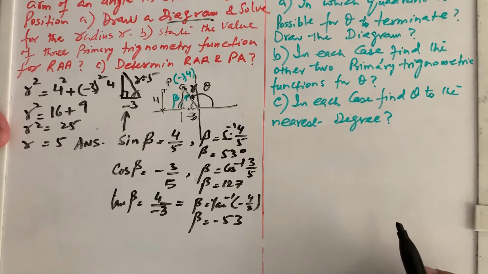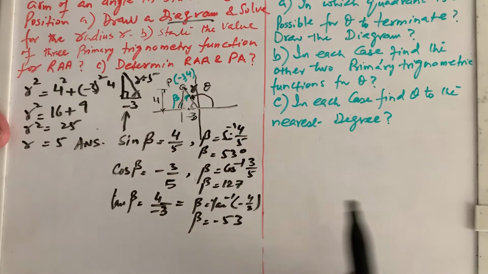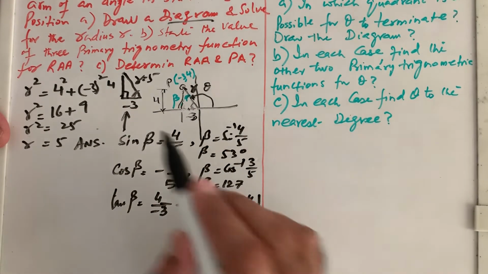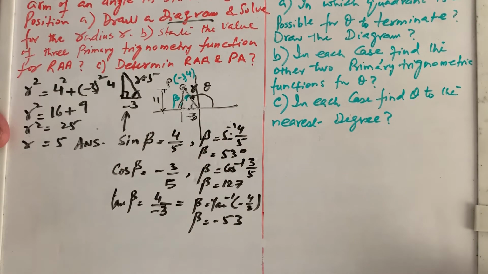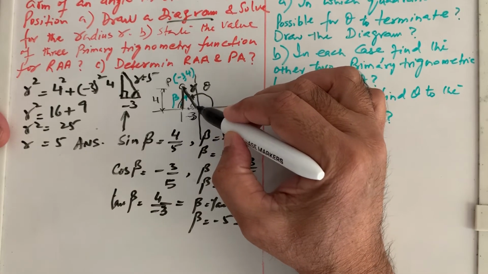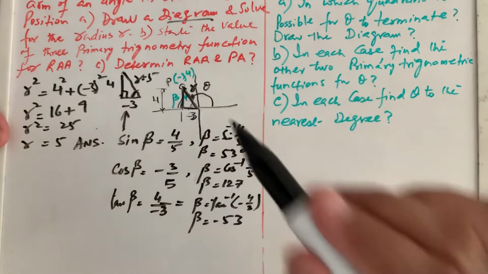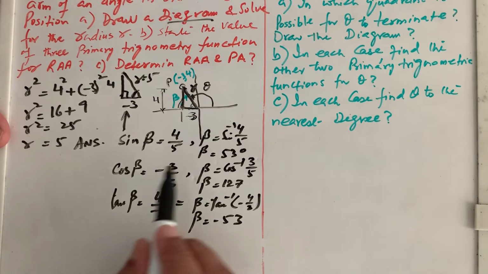So in this way, we found all three primary trigonometric functions for RAA. RAA is the related acute angle, which is beta. We have this triangle before, so I draw that triangle again so that it is more clear. And now in the third part, we have to determine RAA and PA. We know that RAA, beta, is 53.